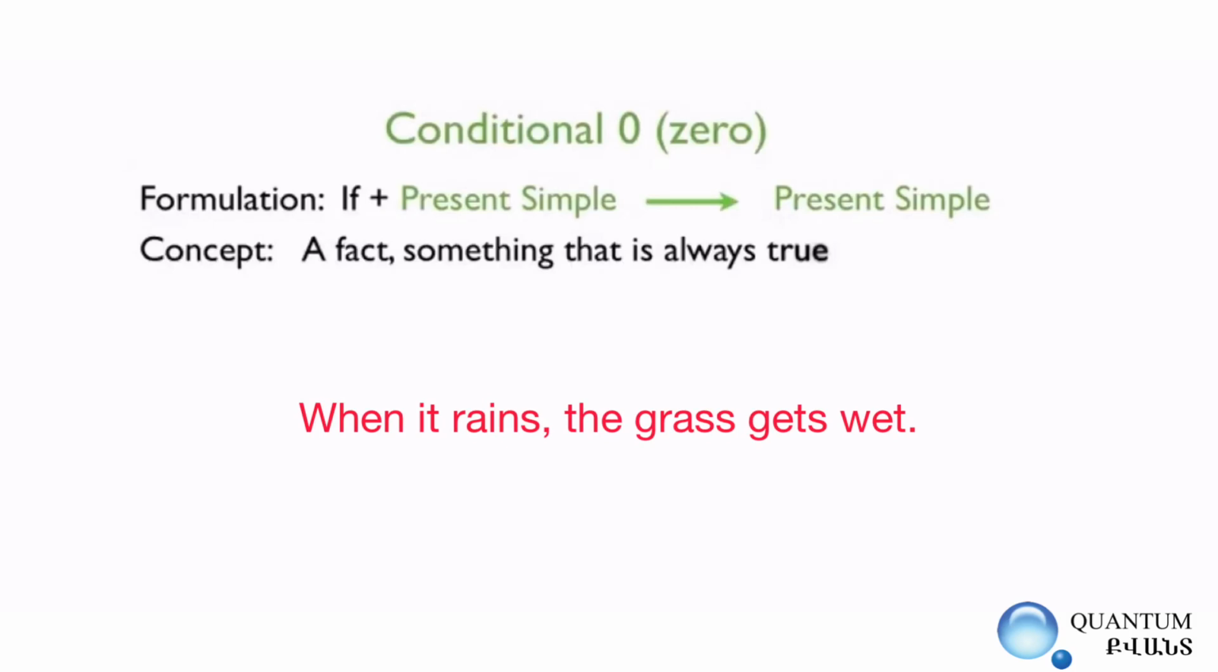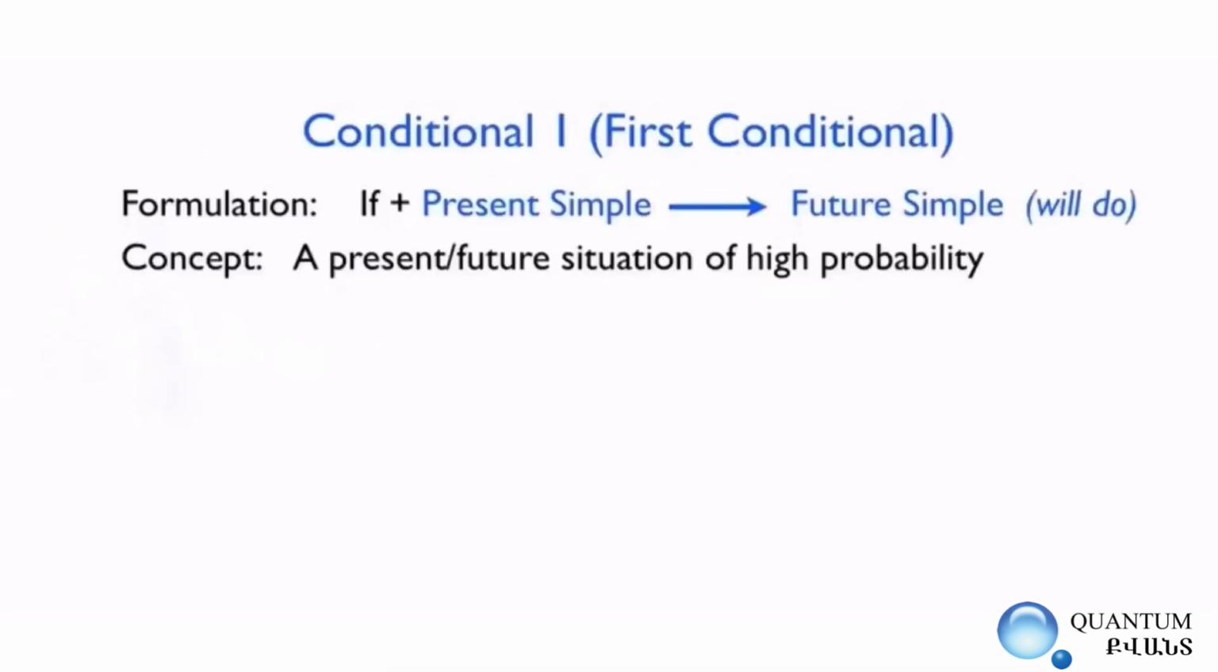Now let's have a look at first conditional. So let's remember the formulation. It is if plus present simple and future simple in the main clause. The concept is a present or future situation of high probability. Here we are to remember that the probability is about the action in the if clause, not the other clause, the consequence clause. Now let's have a look at the examples.